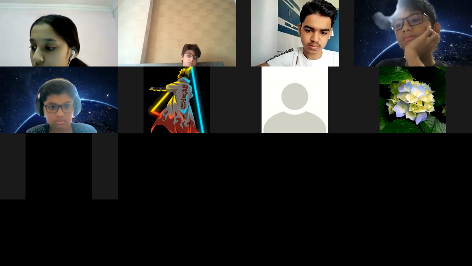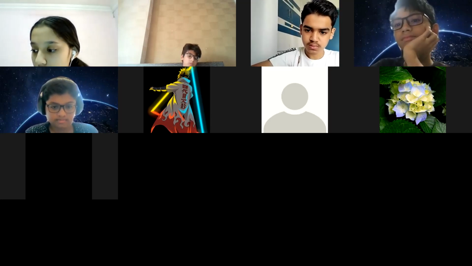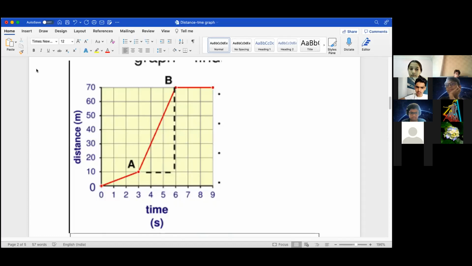Okay. So this is another graph. This is a distance-time graph, you can see over here. Now find out the speed from 0 to A and the speed from A to B. And first of all, tell me in which part this one is moving faster.